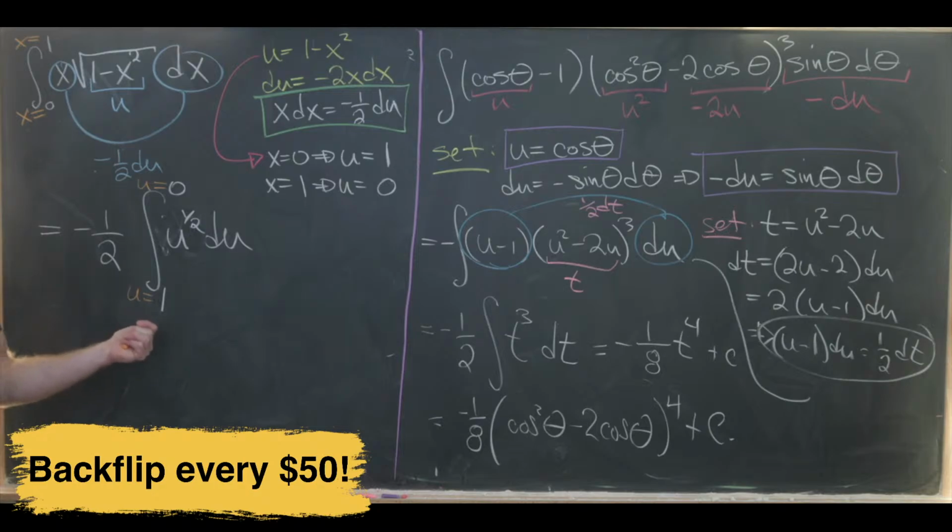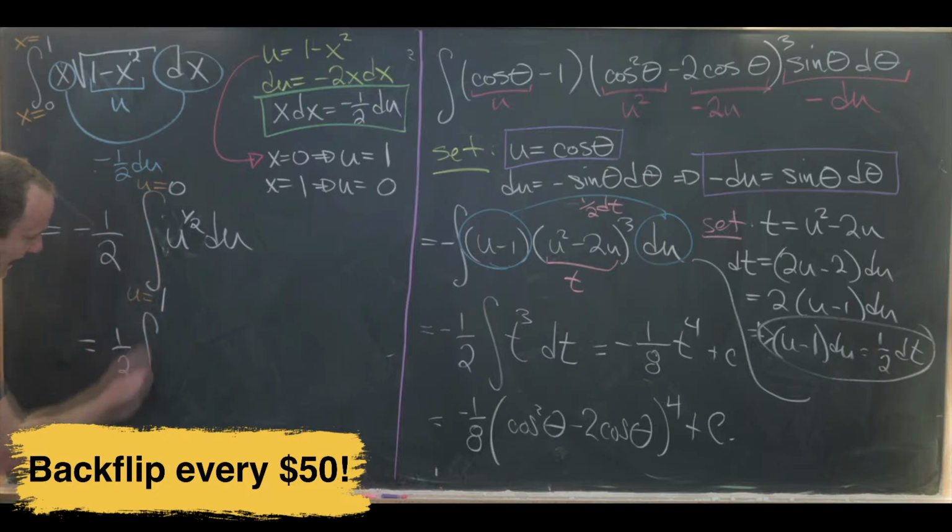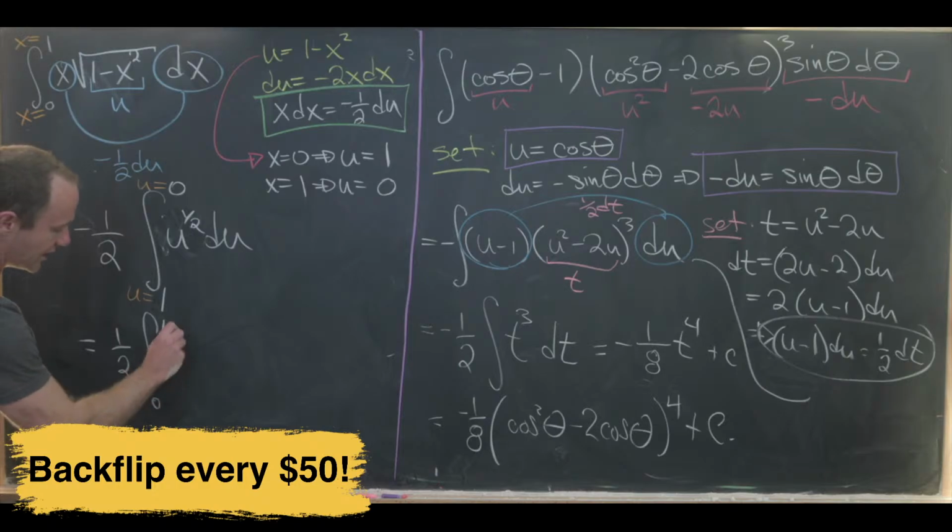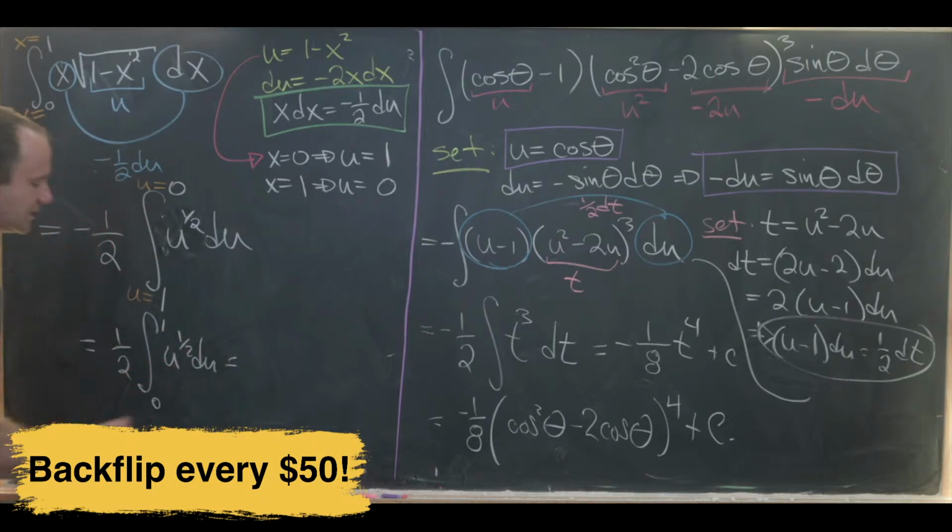Now, generally what I do in videos is I just scrub this minus sign out and flip the bounds of integration, but let's leave that step in here, and I'll take this minus sign and use it to swap the bounds of integration. So this is going to be 1/2 the integral from 0 to 1 of u to the 1/2 du. So from here I can use the power rule.